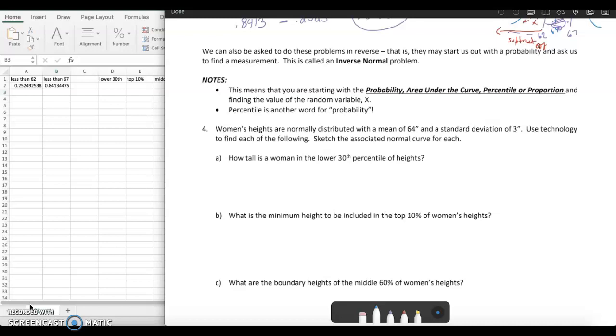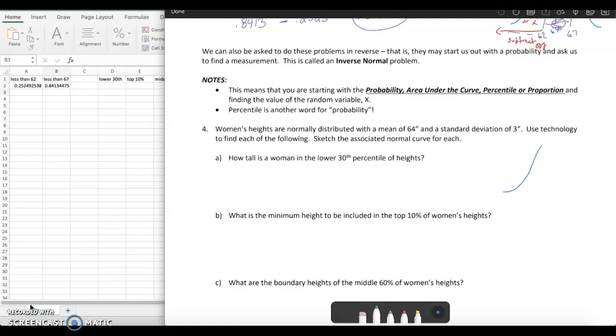Okay, so let's see. We are still talking about women's heights in this case. We are going to use technology to find each of the following and sketch the associated normal curve. So how tall is a woman in the lower 30th percentile of heights? So again, percentile is probability.